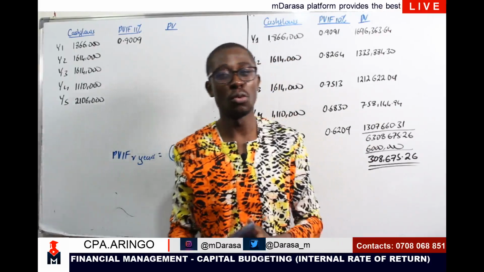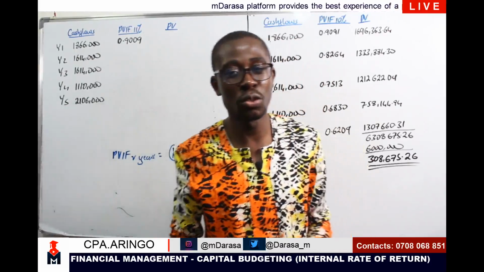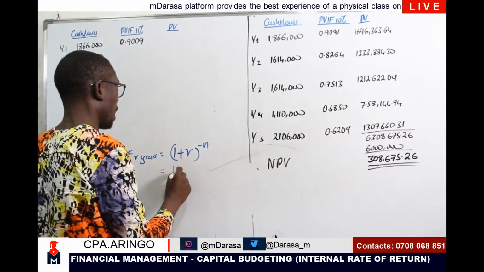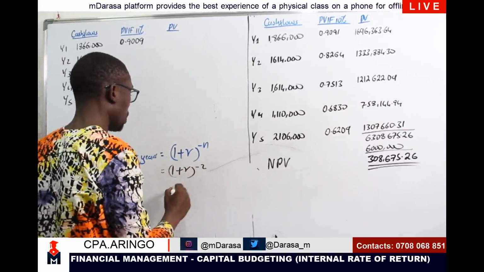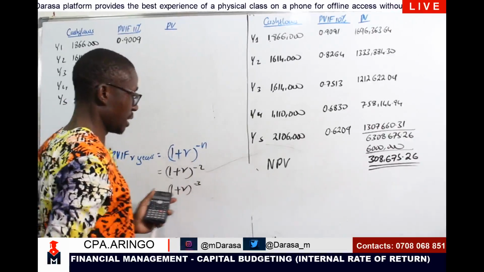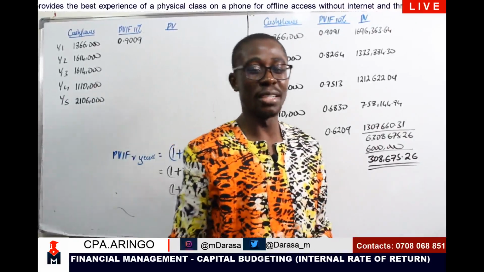to struggle again going through the tables, or working it out like you need to do, say 1 plus r raised to power negative 2, 1 plus r raised to power negative 3, inserting it in the calculator all through. No, save your struggle by doing this.